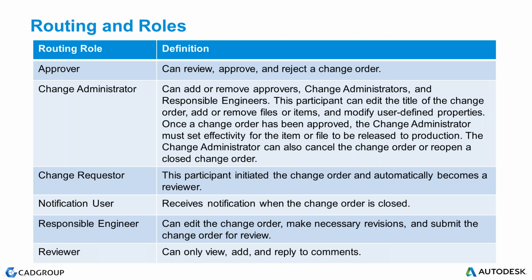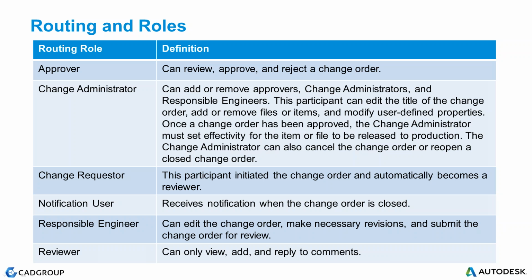The change administrator, whoever's been assigned the change administrator role, can remove or add approvers. They can change the responsible engineer. They're also the one who closes off the change order, who actually gives the change order a kick into action. So once it gets created by the change requester, it's down to the change administrator to say, yes, let's actually do what we need to do with it. The change requester is the guy that initially starts up the change order. So that's the guy who clicks on the file and actually says, yes, let's go with the change order.